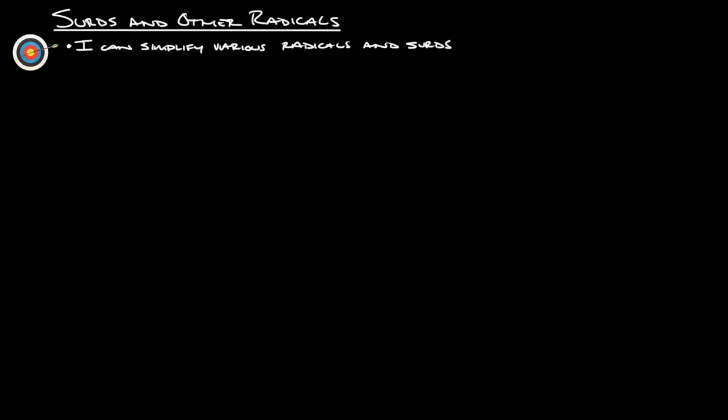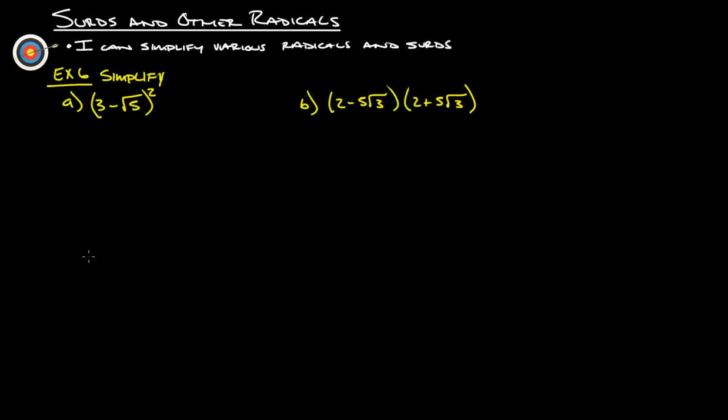Okay? One last set of examples here. We have 3 minus root 5 squared. And then we have this over here. So let's take a look at this one first. So this is really 3 minus root 5 times 3 minus root 5, right? So you can FOIL that out if you want, or I'm just going to stack one on top of the other to make my life hopefully a little easier. Negative times a negative is a positive 1. Root 5 times root 5 is root 25.